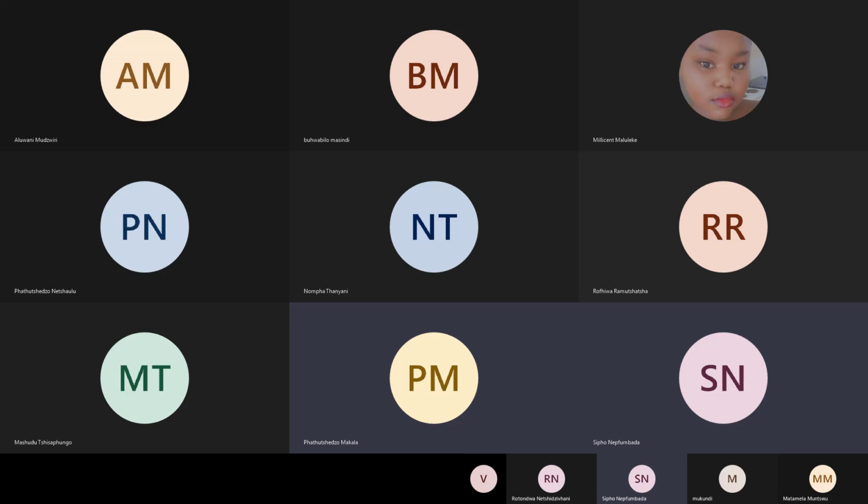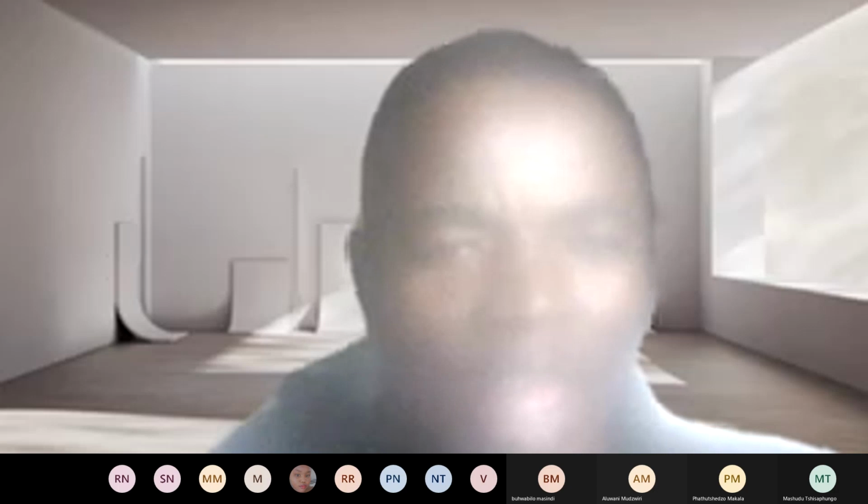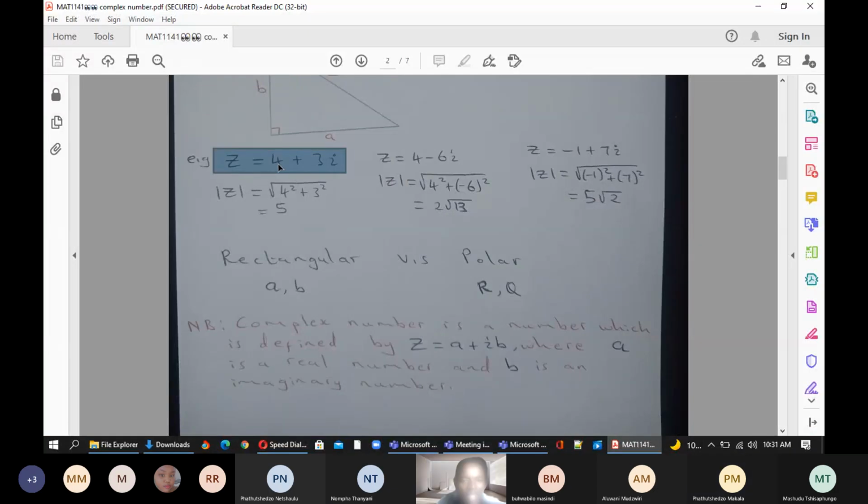What you have to do is to square. The given is the square root of a squared plus b squared, where a is 4 and b is 3. But we have to square them inside, and we place them inside the brackets. Therefore, we press our calculator and we get the value of 5.